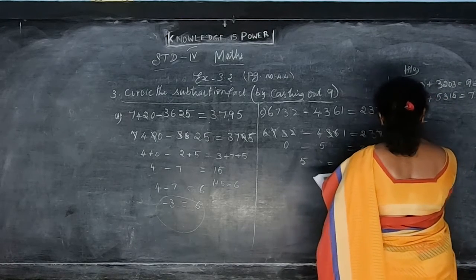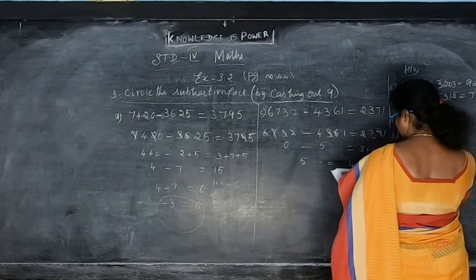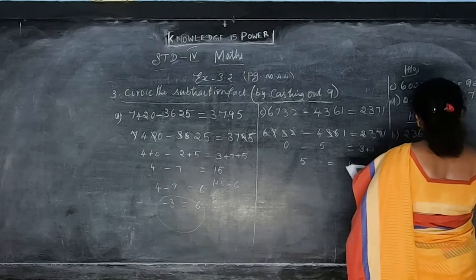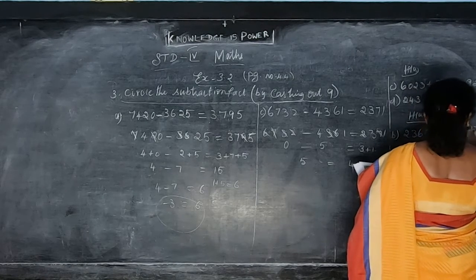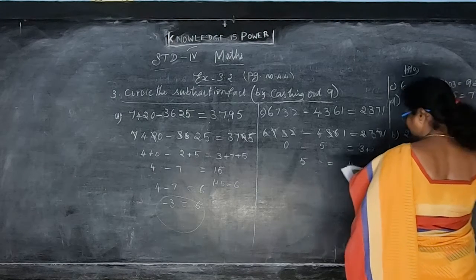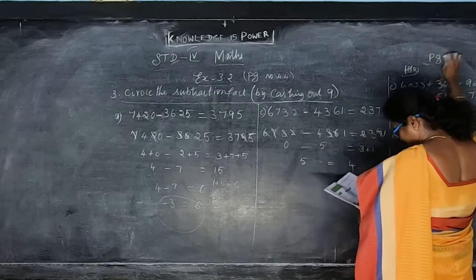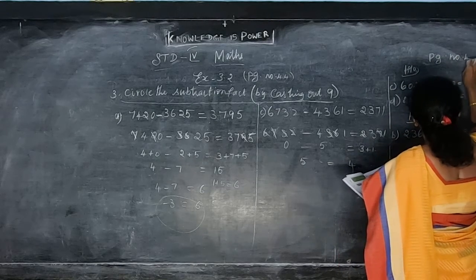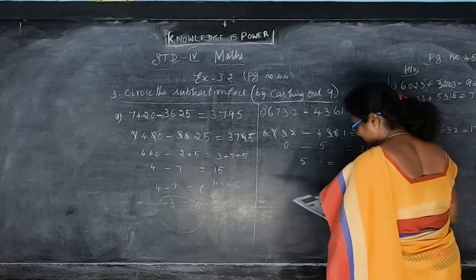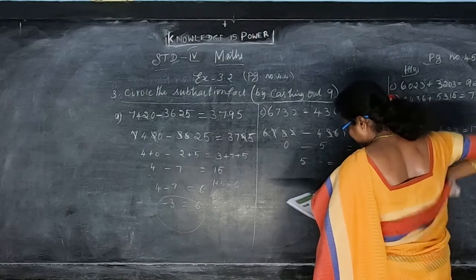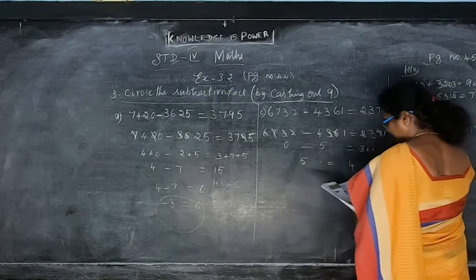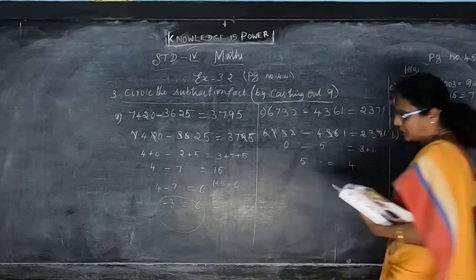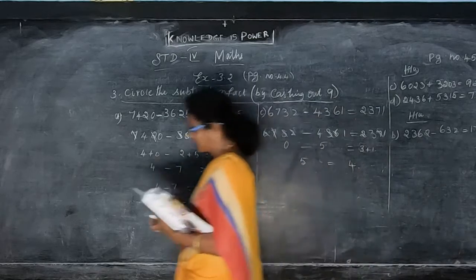B sum: 2362 minus 632 is equal to, page number 45. And that's all. Okay. Now we have seen the addition and the subtraction.